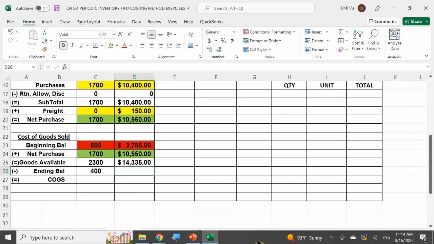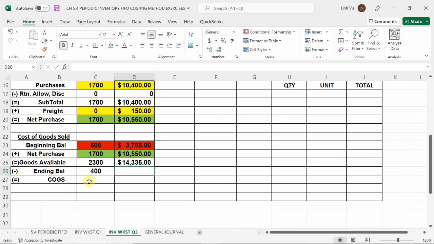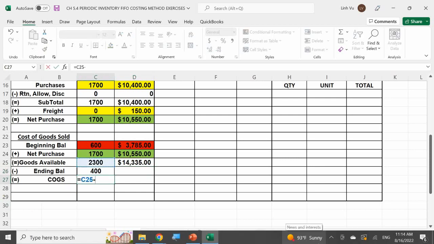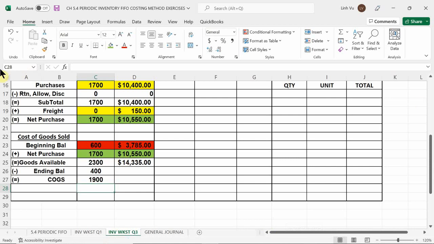If someone on May 31st decided to tell you that you have a total of 400 units available in the inventory storage room, your assumption is you must have sold a grand total of 1,900 units, right? You're going to take your goods available of 2,300. You're going to subtract out what you have on hand, which is the 400 units. So that means everything that is not there, you're assuming that you sold it. So in this case, I don't have 1,900 units because I must have sold them.